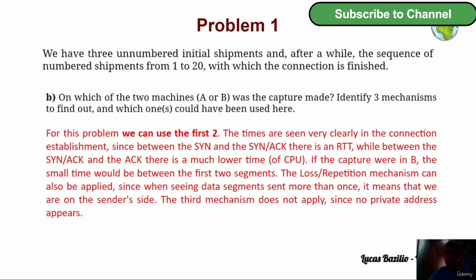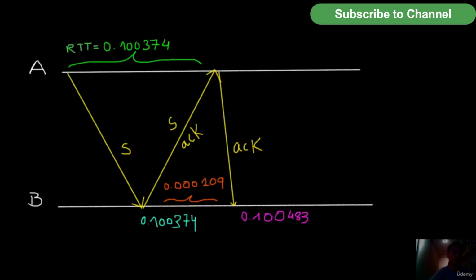Okay, so this is fundamental: once we know where we start, because remember that we always start in the client, if we have a much bigger time between the first segment and the second, it means that we are making the capture on the client side. But if we have instead a much bigger time between the second segment and the third one, it means that we are making the capture on the server, on the receiver. So this is very important. It's very important to understand this.